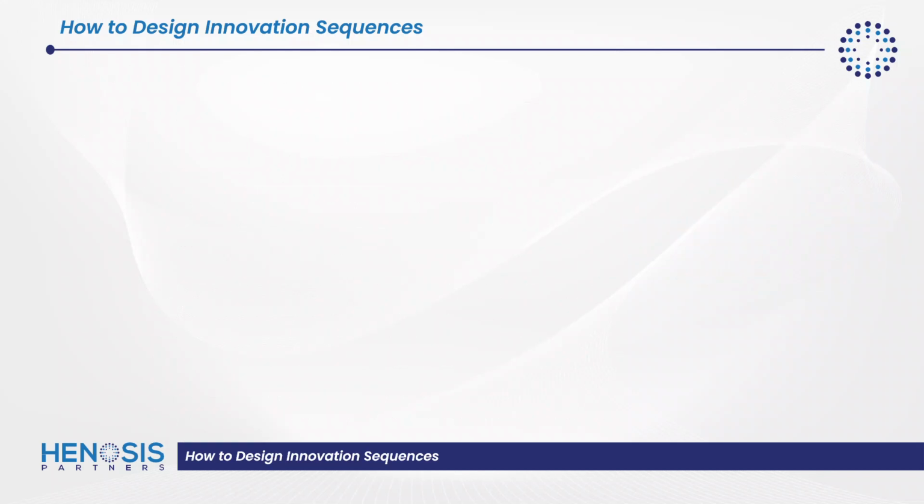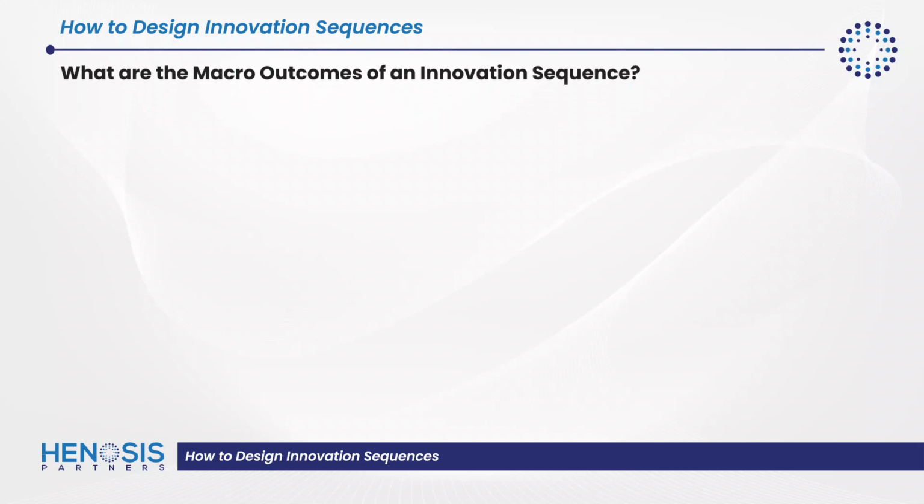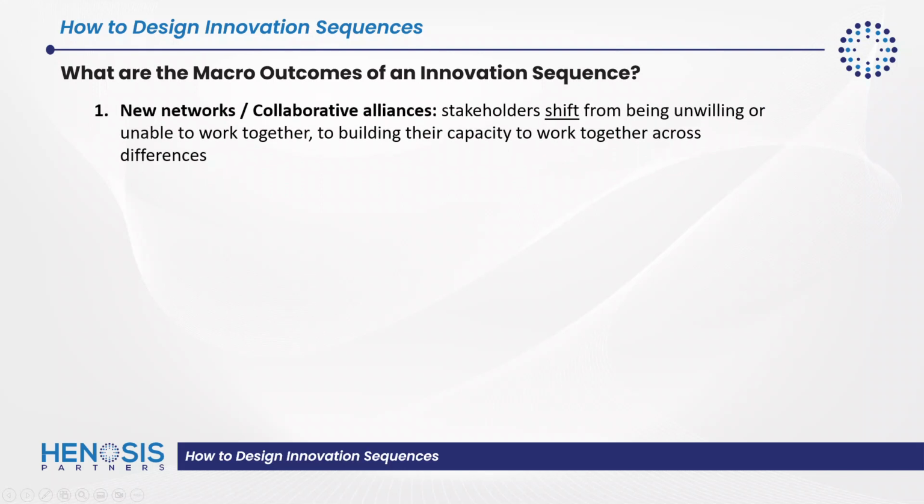All right, with that brief overview of what are innovation sequences, we now ask the question, what are the macro outcomes of an innovation sequence? The first outcome is that new networks and collaborative alliances are born, as stakeholders shift from being unwilling or unable to work together to building their capacity to work together across their differences.